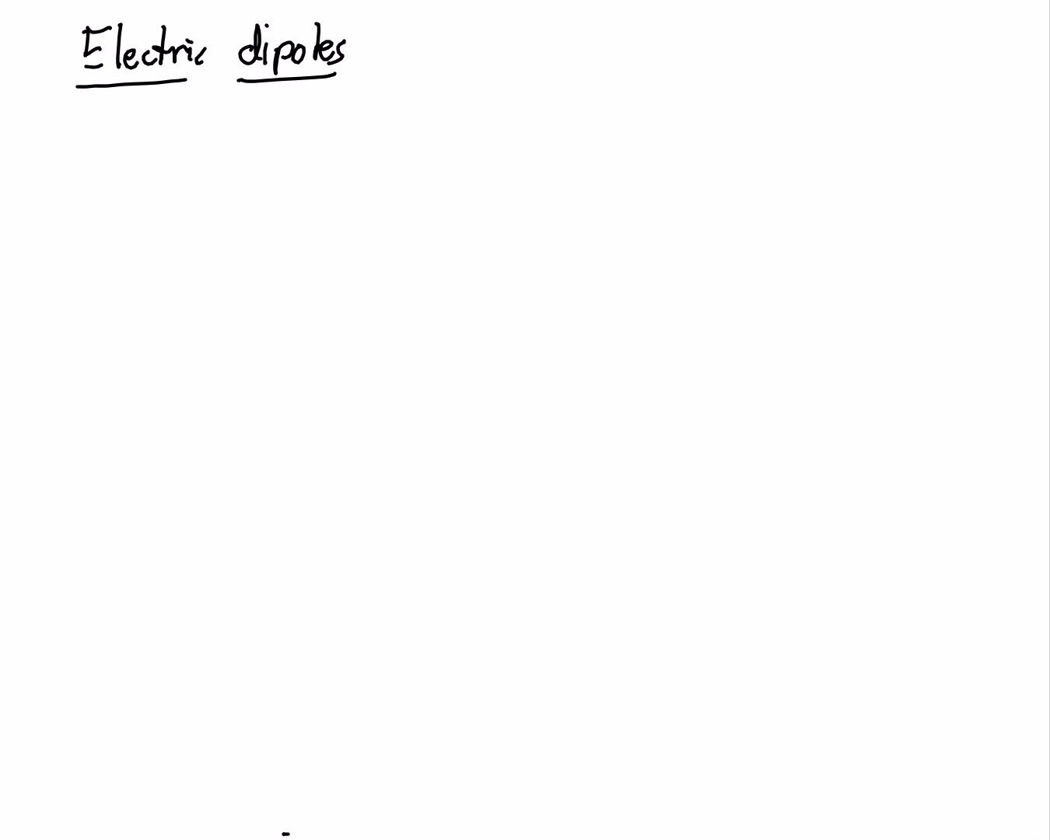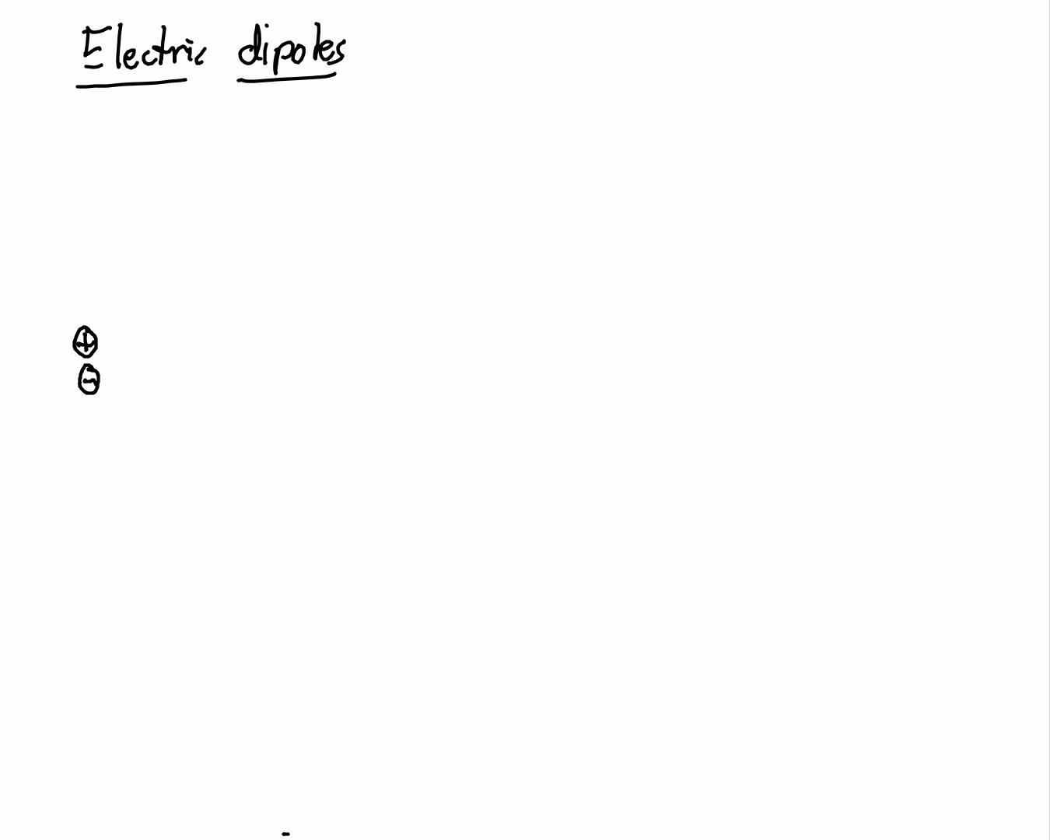We now turn to the topic of electric dipoles. Electric dipoles come up in a number of situations. One is that a lot of molecules just are polar molecules. They are electric dipoles. So what an electric dipole is, is effectively a positive charge and a negative charge, equal and opposite charges separated by some small distance.